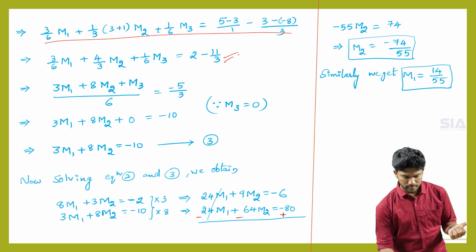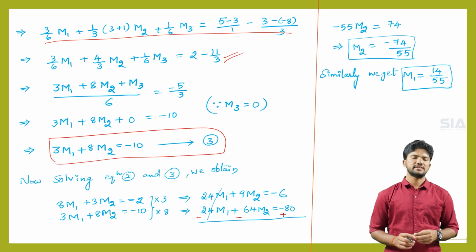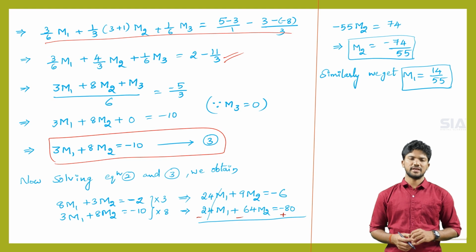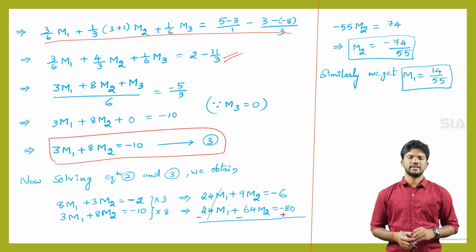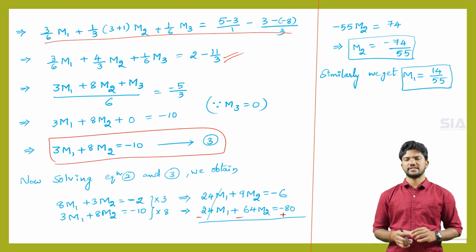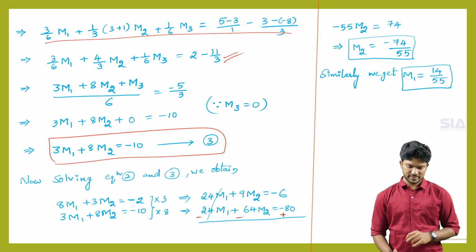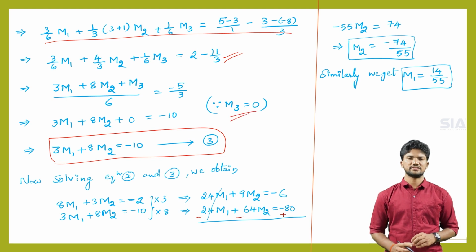Next, if you simplify that value, you will get equation number 3. Okay, 3 capital M suffix 1 plus 8 capital M suffix 2 is equal to minus 10. That is taken as equation number 3, since m suffix 3 is equal to 0 from the natural cubic spline condition.